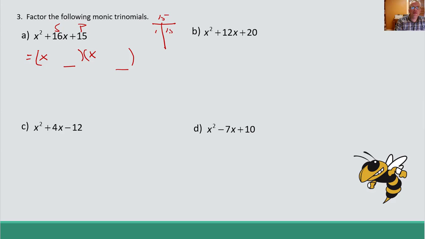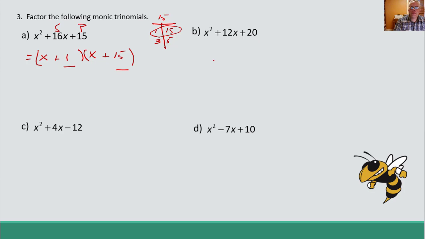1 and 15, 3 and 5, and we're looking for the two that add up to 16. That would be the first factor pair. So this would be plus 1 and plus 15. That works. 1 plus 15 is 16. 1 times 15 is 15.